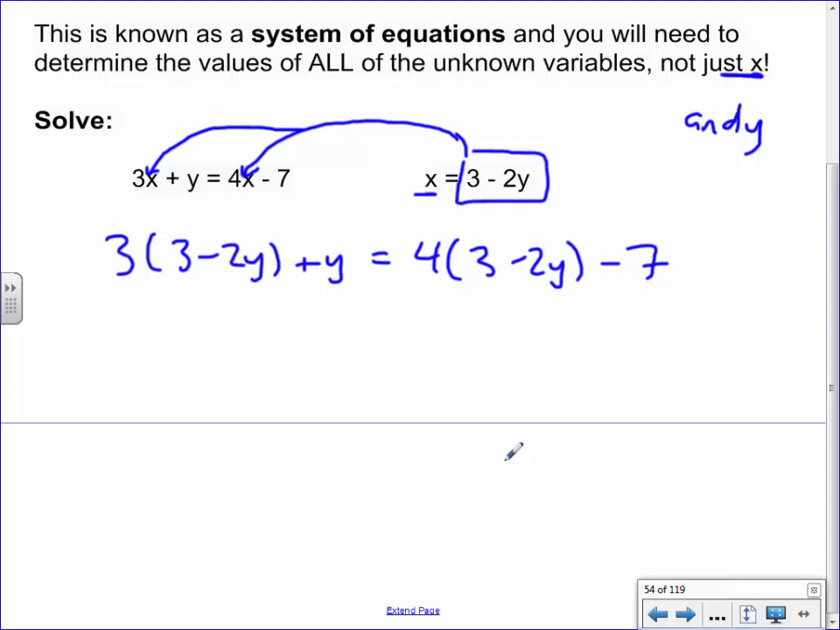Well, it's no longer multivariable. We're back to a single variable. The only variable I have left is y. And so now we go through the exact same processes that we just talked about. So, how do we solve this? Just talk through the steps.